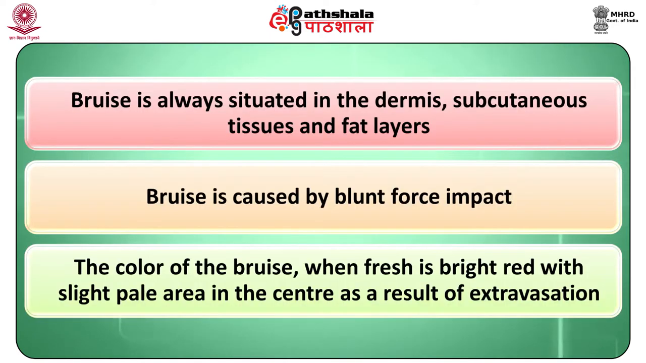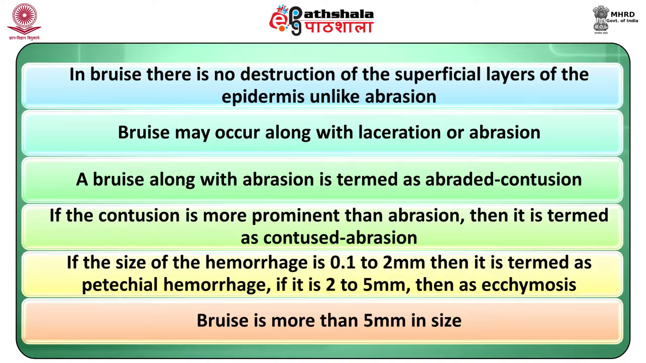Now, bruise is always situated in the dermis, subcutaneous tissue, and fat layers. It is caused by blunt force impact. The color of the bruise when fresh is bright red with slight pale area in the center as a result of extravasation. Further, I will discuss later how with the help of color changes we comment upon the age of the bruising. Usually in bruise, there is no destruction of the superficial layers of the epidermis, unlike abrasion.